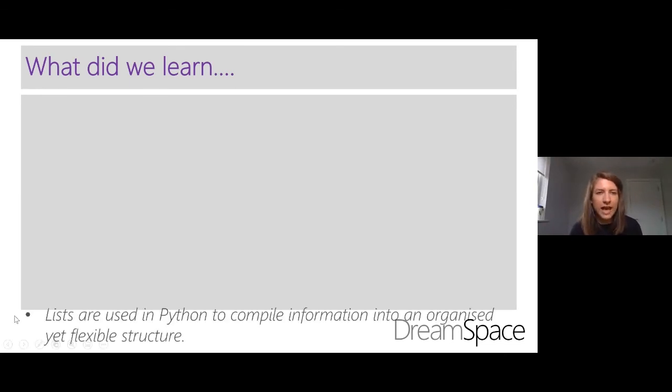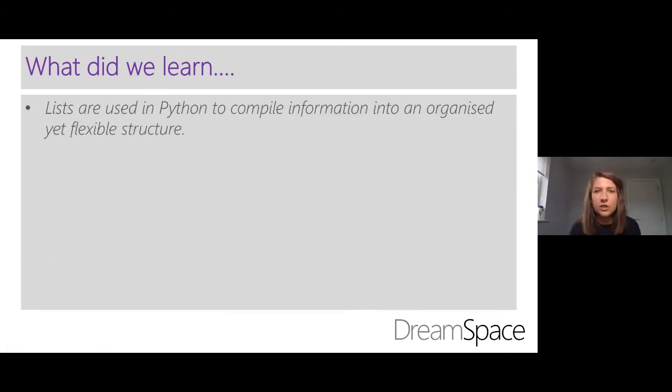We've learned that lists are used to compile information into an organized but flexible structure, because you've seen they're flexible in that they can be empty and they can build and build and build. We might not get to it in these initial tutorials, but lists are really handy, Damien, aren't they? You can sort them alphabetically, you can remove things, you can pop the lists, you can do lots of things with them. You can see why I'm so excited by them.